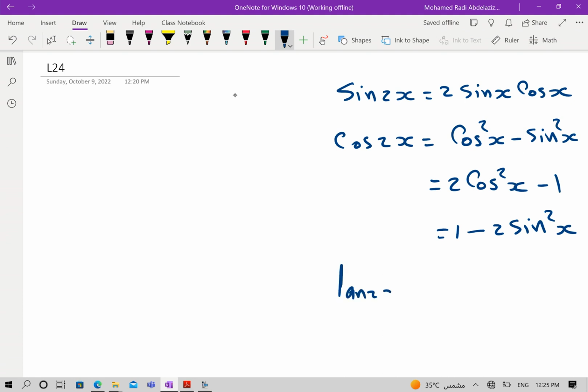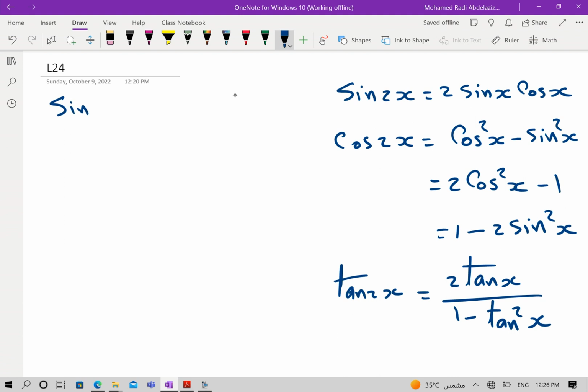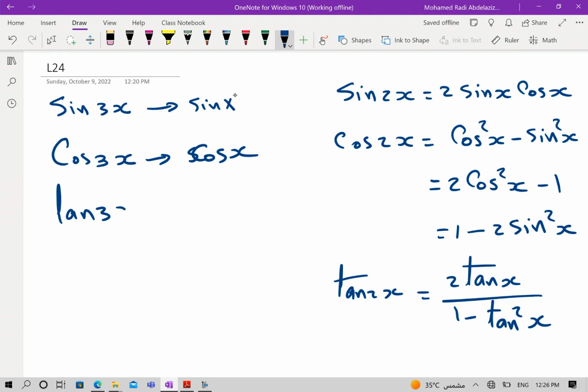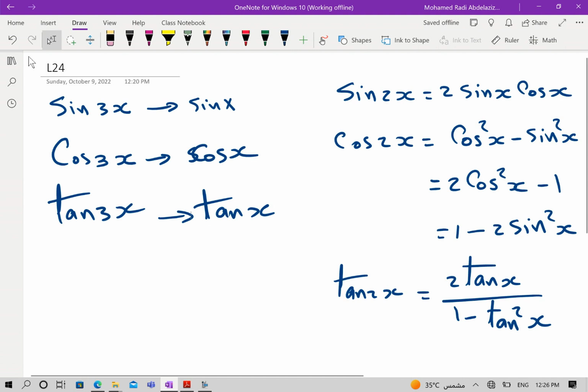Tan 2x is 2 tan x over 1 minus tan squared x. Then we explained how to write sine 3x in terms of sine x, cosine 3x in terms of cosine x, and tan 3x in terms of tan x. I will show you this part.